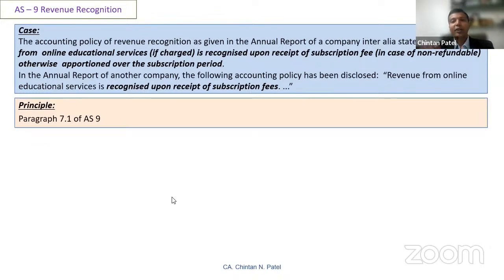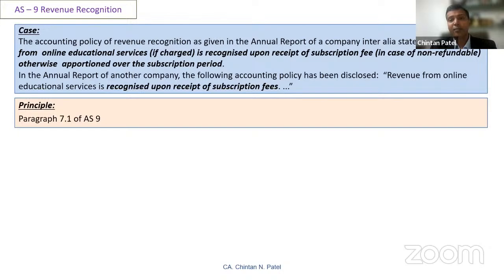So basically, what it says is that revenue is recognized upon receipt of subscription fees. Revenue has to be recognized on accrual basis. You cannot recognize revenue based on receipt. So it mentioned that in case of non-refundable. Non-refundable doesn't mean that you can recognize revenue on receipt basis. There is a standard, AS9, which provides conditions, and that has to be fulfilled for the purpose of revenue recognition.